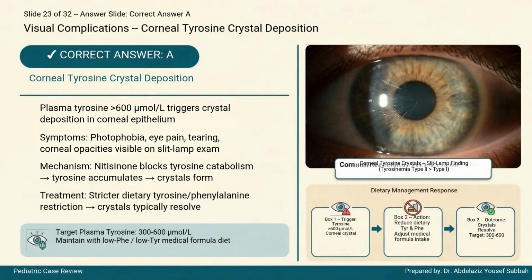The target plasma tyrosine should be maintained between 300 and 600 micromoles per liter using a low phenylalanine, low tyrosine medical formula diet. This complication is more commonly seen in Tyrosinemia type 2, but can occur in type 1 patients on nitisinone with poor dietary adherence.